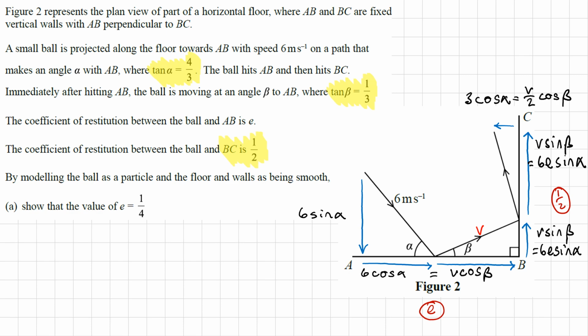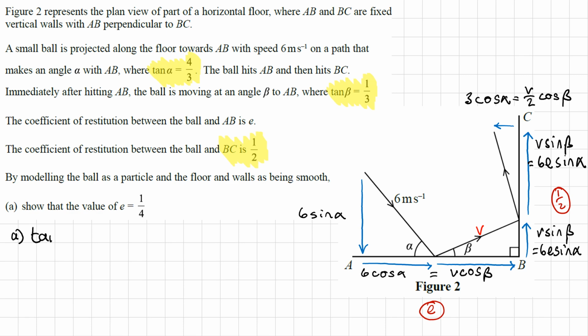Now let's have a think about this. I want to find E, so I basically want to combine something to get an equation for E. Now I've got an E here which is equal to V sine beta. I've also got a V cos beta here. Now if I do V sine beta divided by V cos beta, that is tan beta. Right, that gives me some sort of way of getting into this.